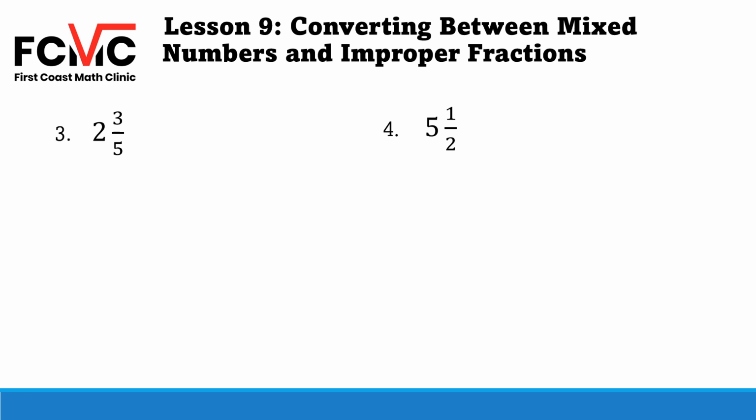All right, examples 3 and 4. Let's convert from our mixed number to our improper fraction. So we've got our whole part, the 2, and we've got our fractional part, 3/5, for number 3. So to do this, we're going to kind of reverse the operations we just did for numbers 1 and 2. So instead of dividing, we want to start by multiplying. So we're going to multiply our denominator 5 by our whole number 2.